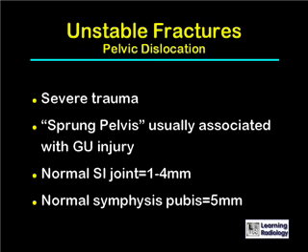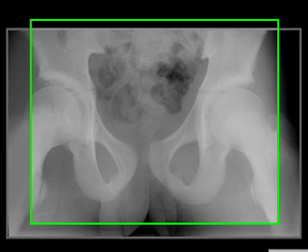Pelvic dislocation is also known as a sprung pelvis. This represents severe trauma. Sprung pelvis is usually associated with injury to the GU tract. The normal size of the sacroiliac joint is usually from 1 to 4 millimeters. The normal size of the symphysis pubis is usually about 5 millimeters. In a sprung pelvis, these will both usually be increased in size.